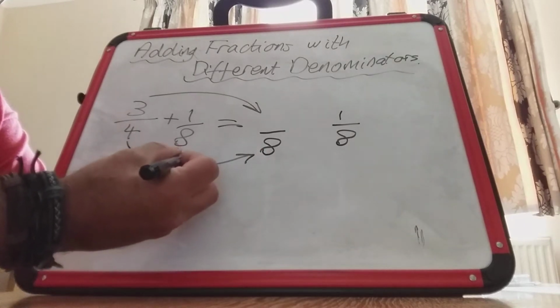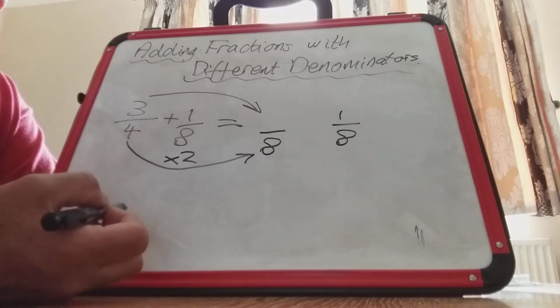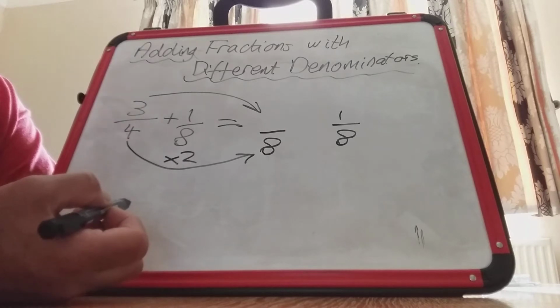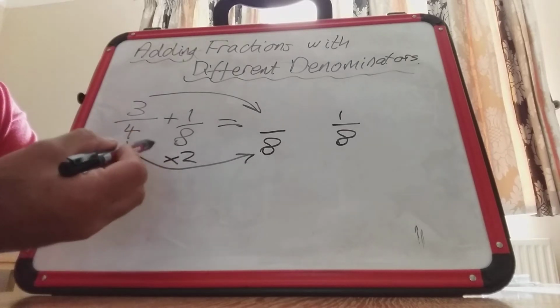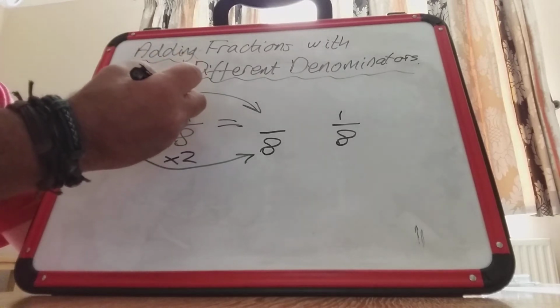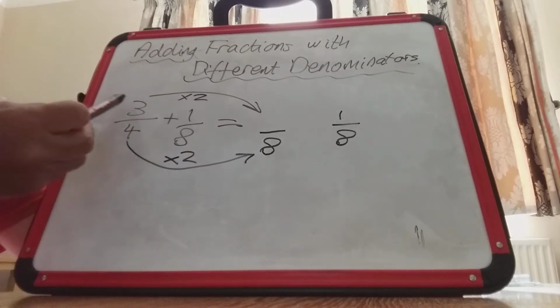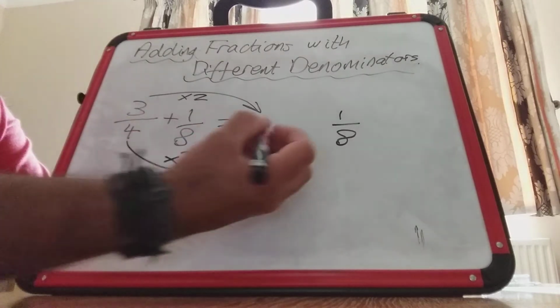To get from 4 to 8, we can multiply by 2. 4 times 2 is 8. Now, if you remember from the previous lessons, whatever you do to the bottom of the fraction, you have to do to the top of the fraction. You have to do the same. You have to be equitable. So 3 times 2 is 6.